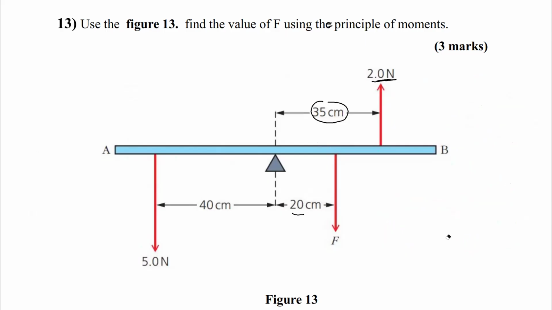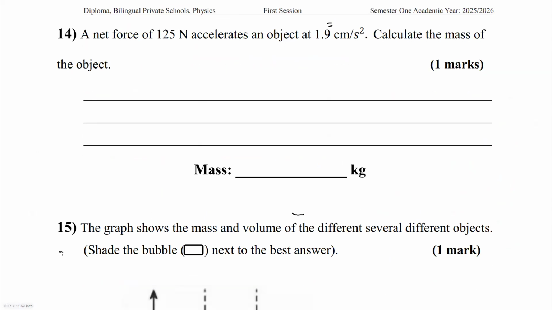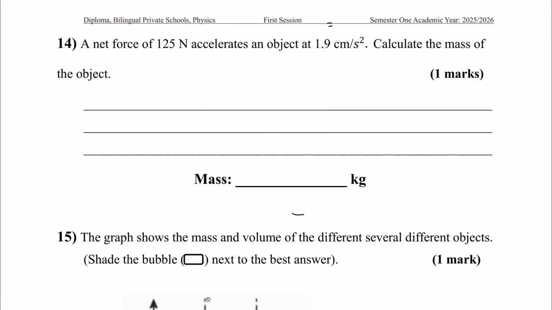Okay. Let's move to the next question, question number 14. It's a simple question, obviously. The question here is: a force of 12 Newton. Obviously, the force here is given, which is equal to 12 Newton, and acceleration is 1.9 centimeter per second. Okay, so acceleration is also given. Calculate the mass of the object. Okay, so how to find out the mass of this object?